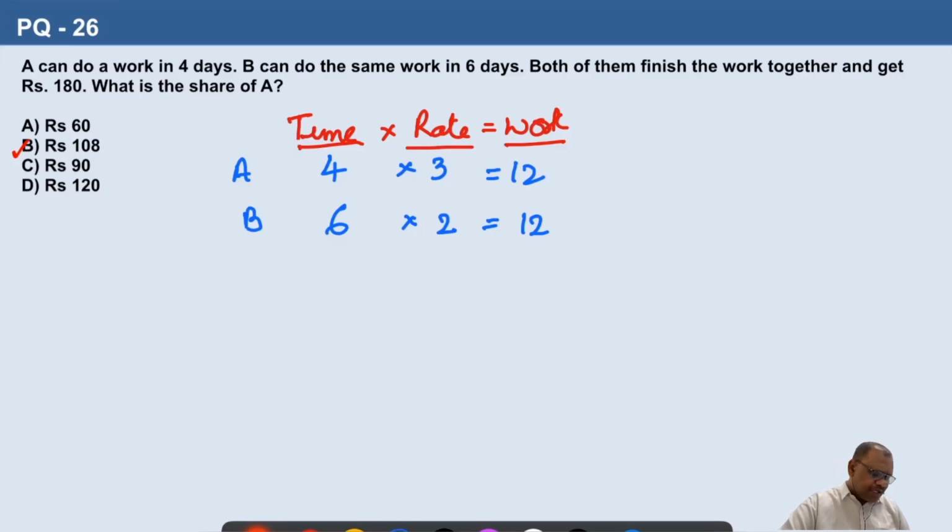So the amount received by them is 180 rupees. So always the remuneration or amount received by them, that is the wage or the money which they receive, is divided in the ratio of the efficiencies. So according to their efficiencies, they share the money. So here, to find out the share of A, we need to divide the total amount by efficiency of A. So what is the efficiency of A? Efficiency of A is 3 units per day.